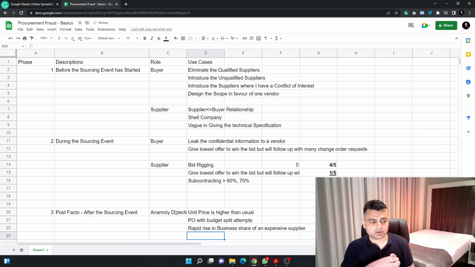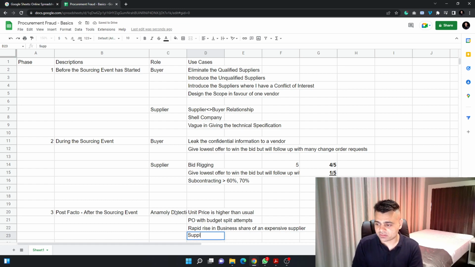All right. The fourth use case would be a rise in business share of a high risk supplier.